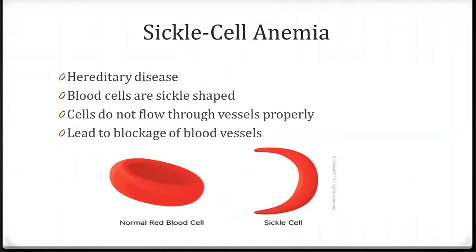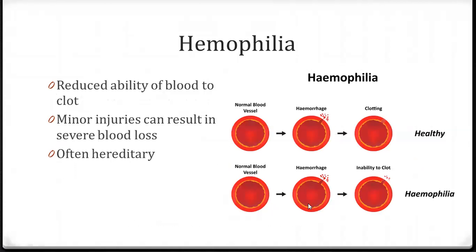Sickle cell anemia is a hereditary disease when the blood cells are sickle shaped. So this is the sickle shape. Basically, they aren't going to flow properly through your vessels, and it's going to lead to a blockage. We've talked about this one before. And then hemophilia is the reduced ability of blood to clot. So minor injuries can result in severe blood loss, and it's often hereditary.